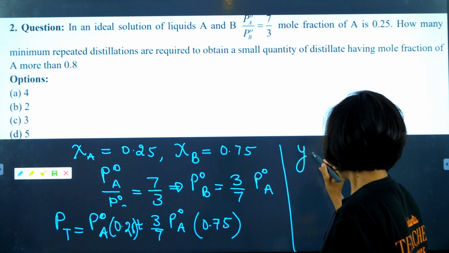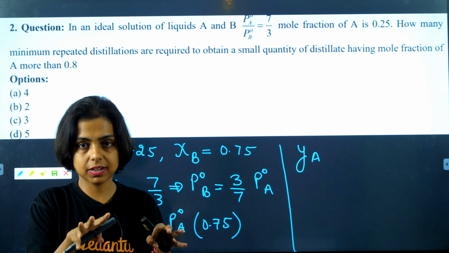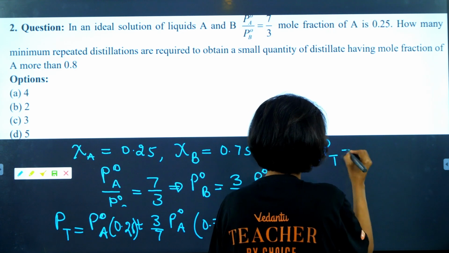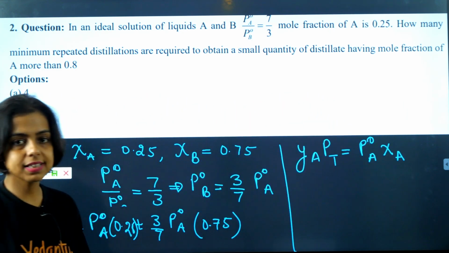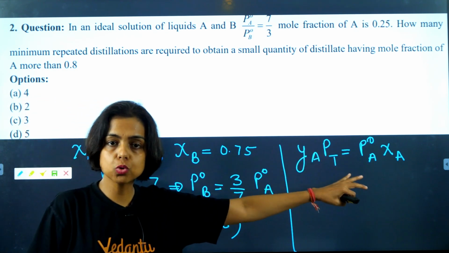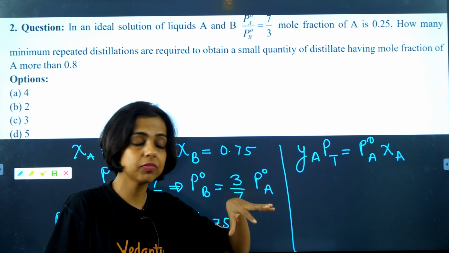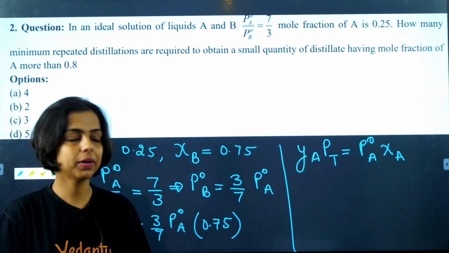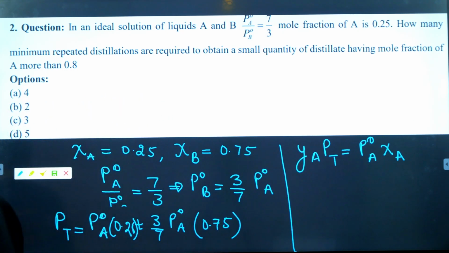Now, what is the mole fraction of A in the vapors? That is YA. I'm sure you all know YA into P total is equal to P naught A XA. These are the equations that we use in Raoult's law. YA is the mole fraction of A in vapor phase above the liquid, PT is the total vapor pressure, P naught A is the pure component A vapor pressure, and XA is the mole fraction of A in the liquid in the solution.